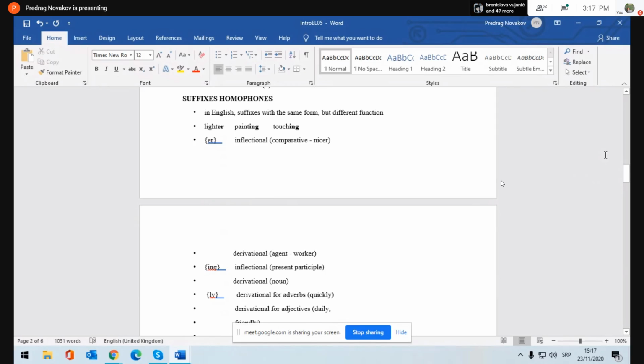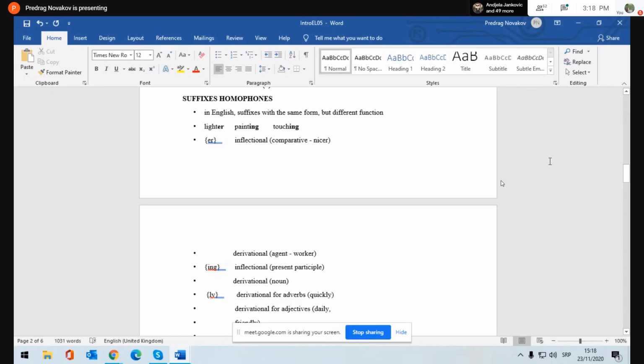Okay, so we can simply explain suffix homophones. You know what a suffix is: an affix added to the end of the word. Homophones mean having the same form, same pronunciation, but different function. So same form, pronunciation, but different function. Let's check these first: lighter, painting, touching. Let me ask you first, er in bold.